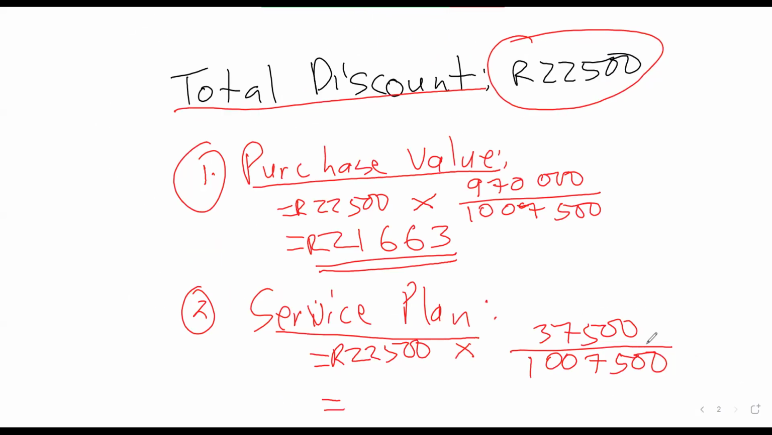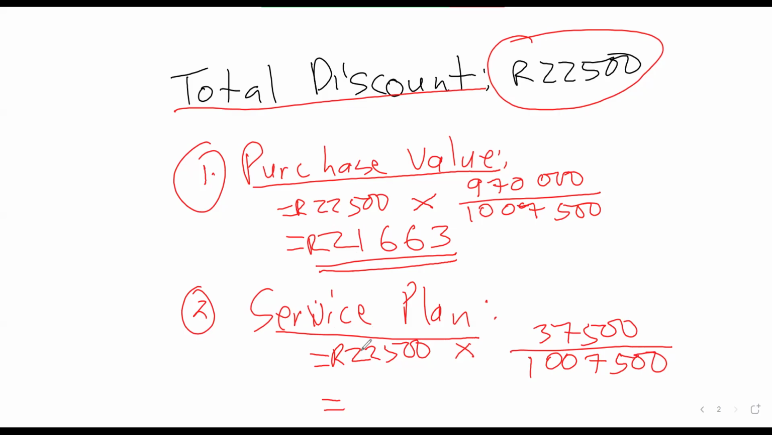I'll show you how. So now, to do the purchase value allocation of the discount, you simply take that 22,500, multiply it by the purchase value before the discount, divide by the total value that was supposed to be paid, of course, including the service plan, and that will give you 21,663. So this is the discount that is supposed to be subtracted from the, remember, the 1,007,500. I'll show it to you in the next page, of course. But for now, what I want you to see is the allocation of the total discount. So for the purchase value, it's 21,663.